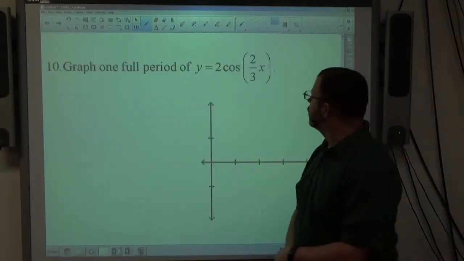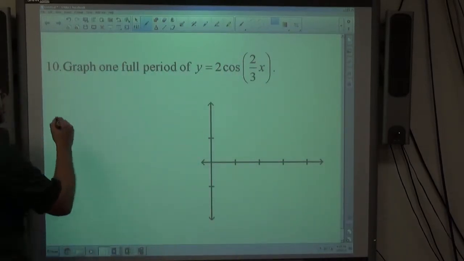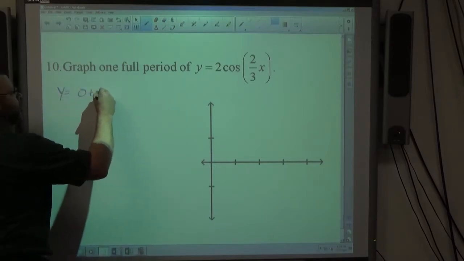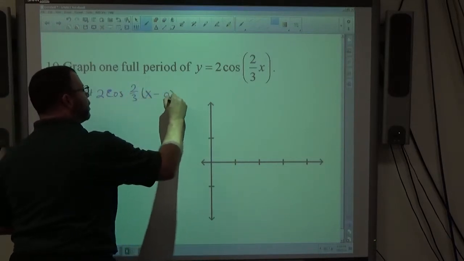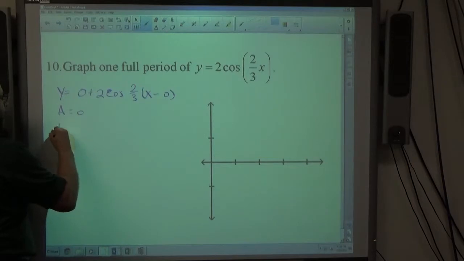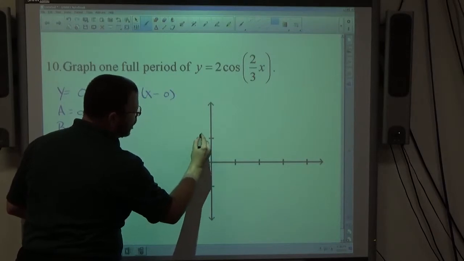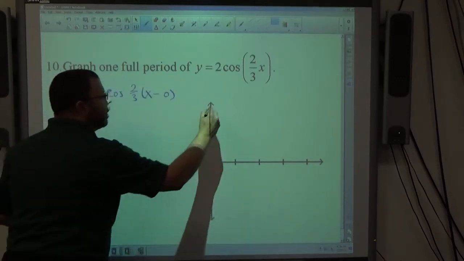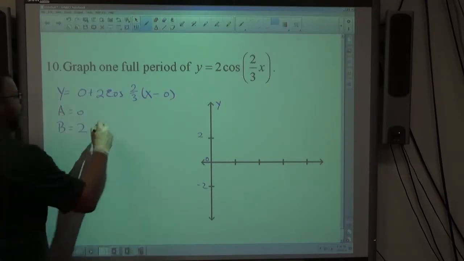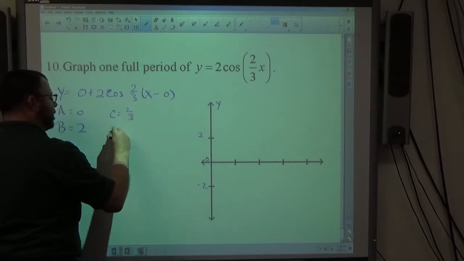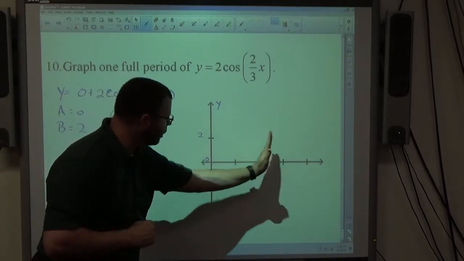Number 10, one full period of 2 cosine of 2/3 pi. A is equal to 0, d is equal to 0 in this case. If you wanted to write the whole thing out, y equals 0 plus 2 cosine of 2/3 times x minus 0. So once again, a is equal to 0, b is equal to positive 2. What that tells me is we've got a centerline value of 0, we're going 2 up and 2 down. So we can imagine the y-axis as such. These two numbers influence the y-axis. I can see that c is equal to 2/3 and d is equal to 0. What that tells me, d equals 0, is this is 0 and we're going this way.